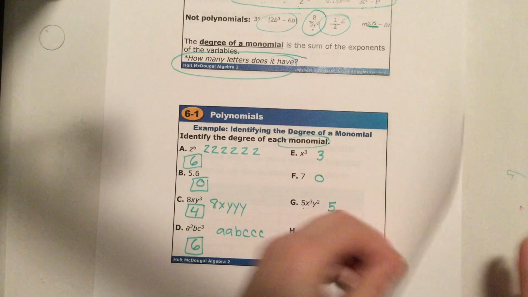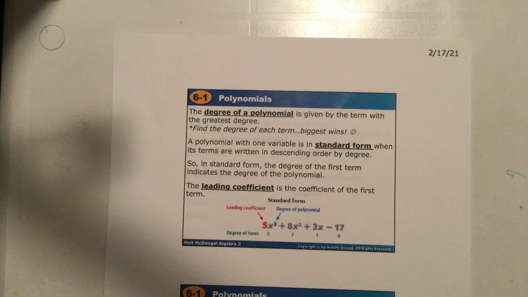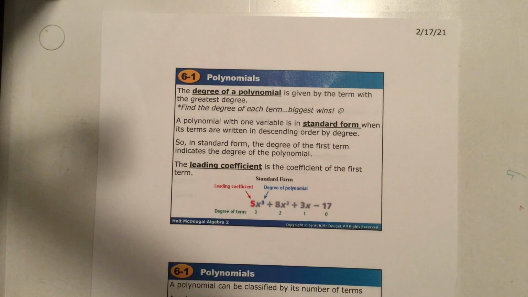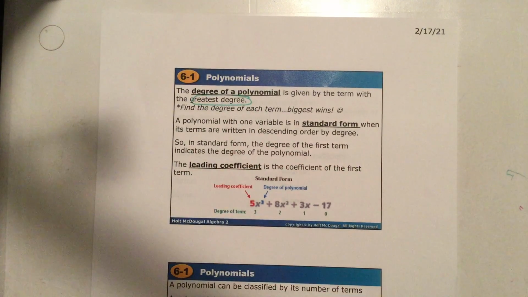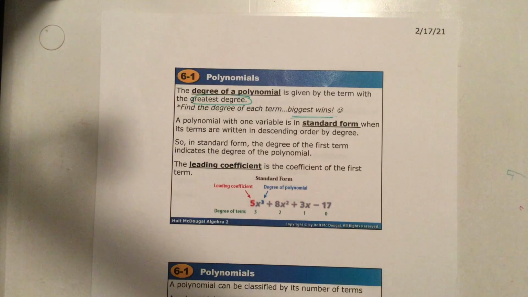Let's keep on going. If you want to know the degree of the polynomial, what you do is you find the degree of each monomial. So you go one term at a time, okay? Figure out the degree. Whichever has the greatest degree, it's kind of like that wins, and that becomes the degree of the polynomial.